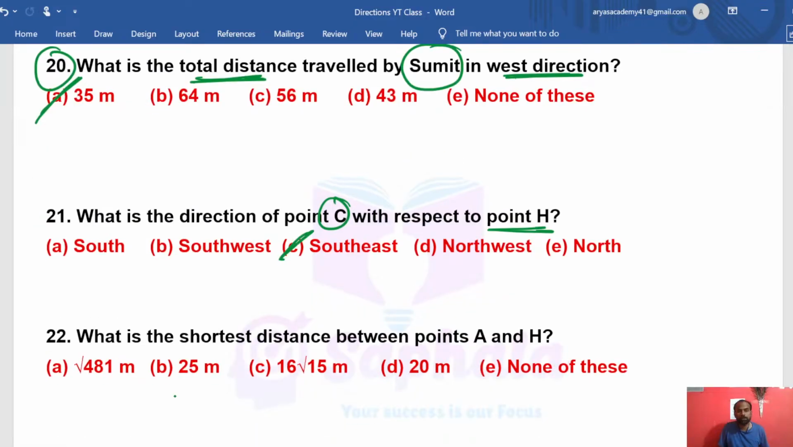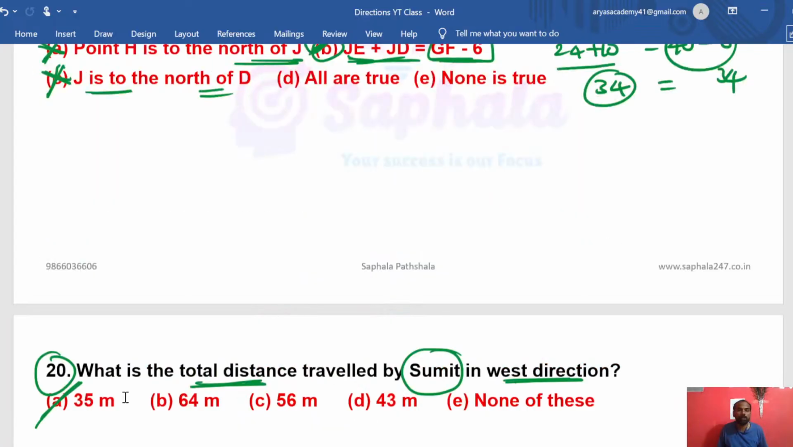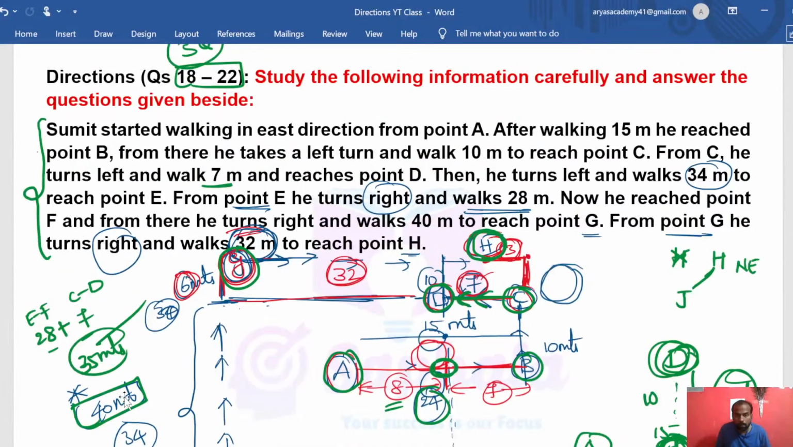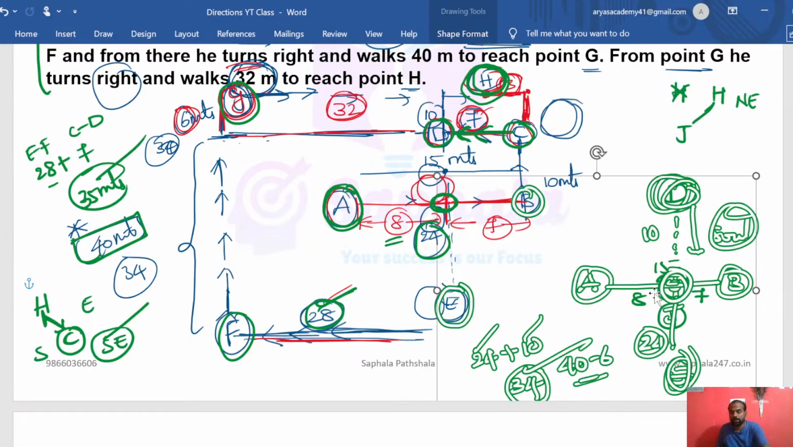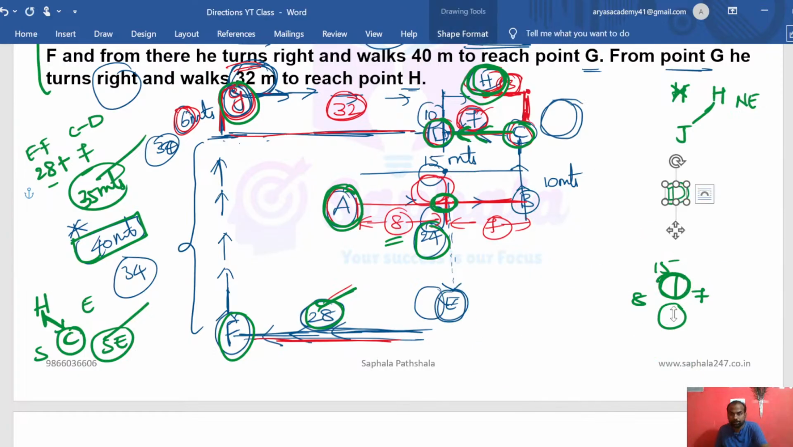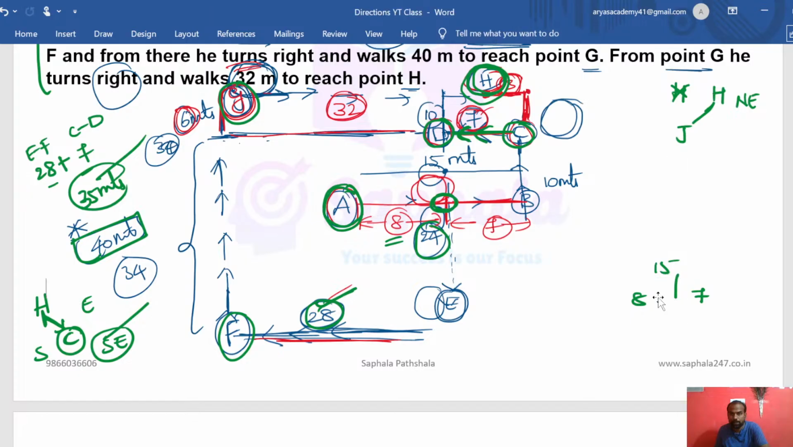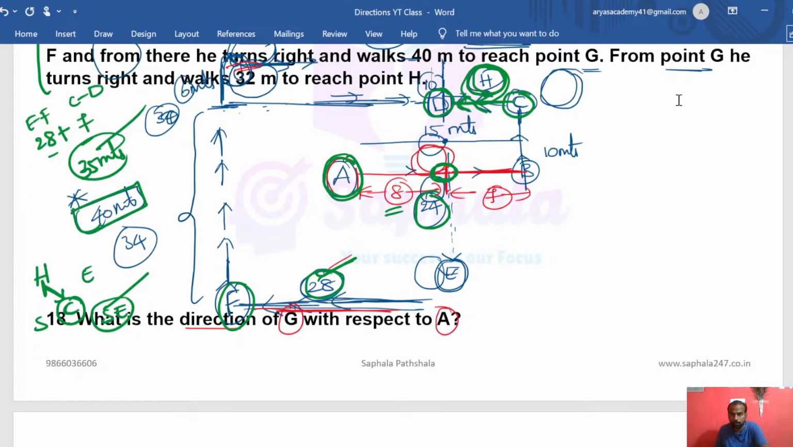One last question. What is the shortest distance between point A and point H? Where is H? Again here, it is here. So point H is here. Where is point A? Point A is here. Now you have to have a proper diagram, otherwise we cannot answer it. So I have to redraw the diagram. Redraw means not the entire diagram. Whatever is required, I'll draw that portion only.